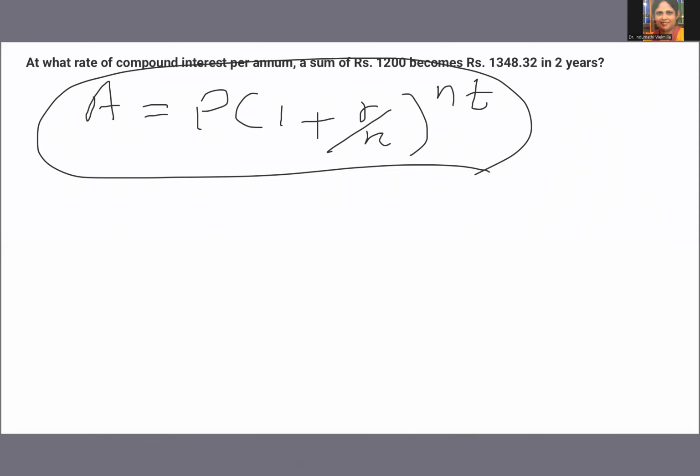So in this case again, A is the total value, P is the original value, right? And here R is the interest rate, right? N is the number of times the interest is compounded per year, right?